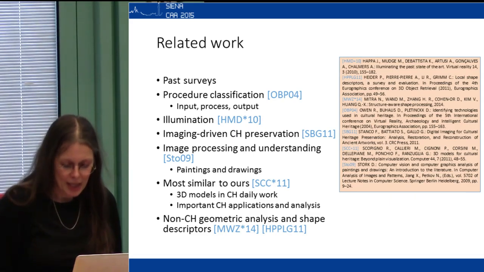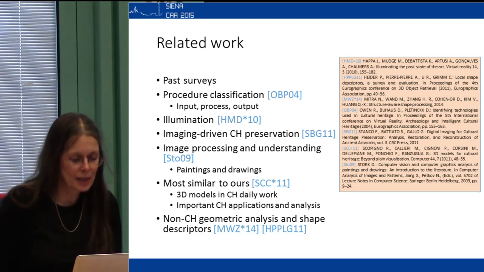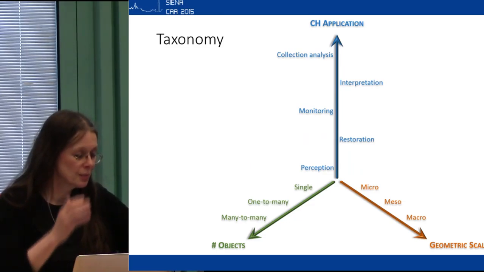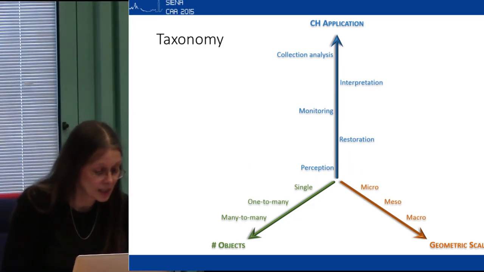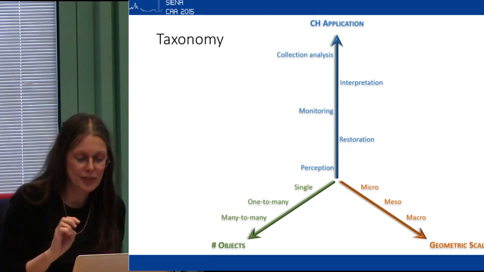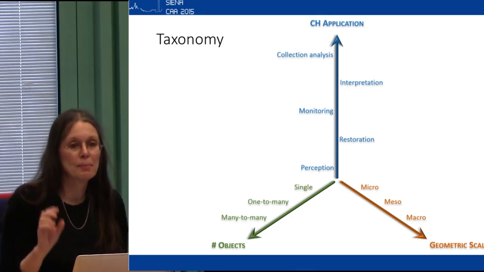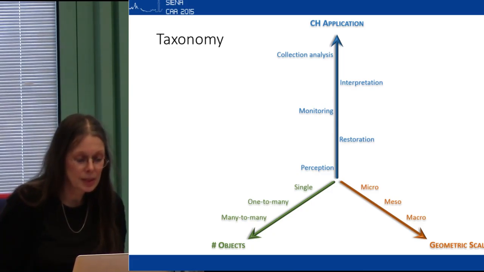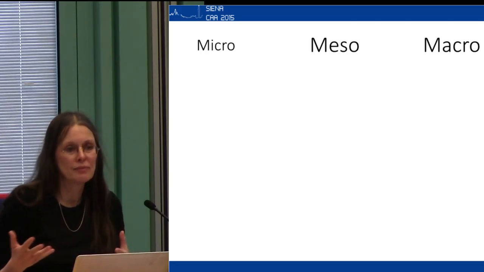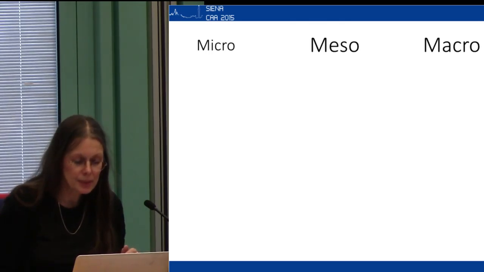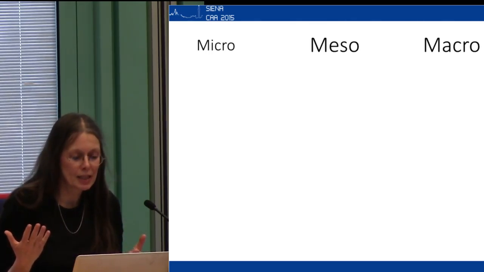All right, hopefully. So we decided to organize a taxonomy. And we found ultimately, and this was more the genius of my colleagues than it is my idea, but we found three axes that we felt worked for this classification. And one is the geometric scale, ranging from micro to meso to macro. And then the number of objects involved in the analysis, going from single, one to many, and then many to many. And then the cultural heritage application.